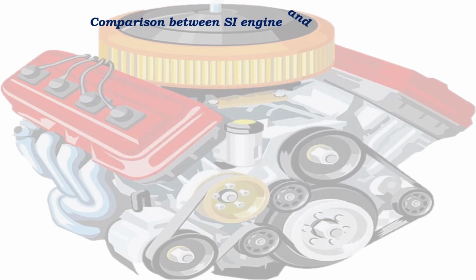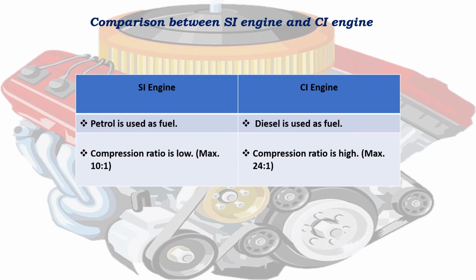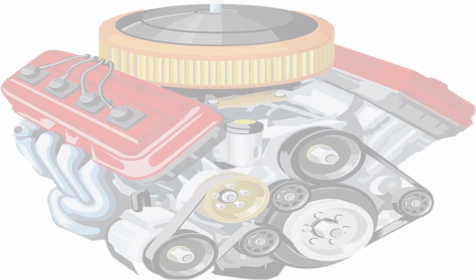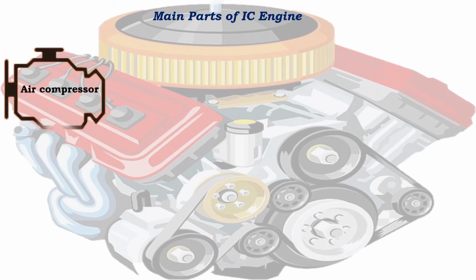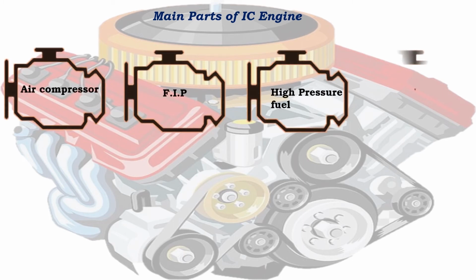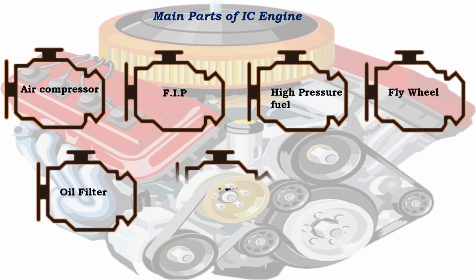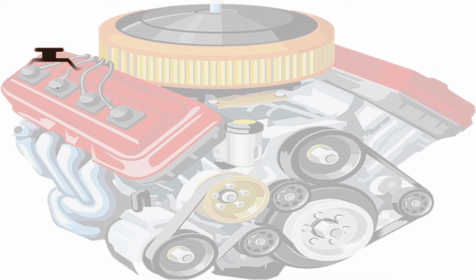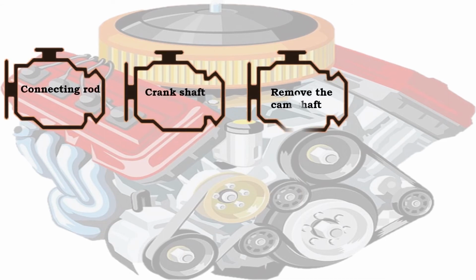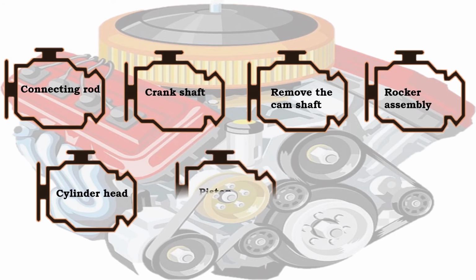Comparison between SI engine and CI engine. SI engine: petrol is used as fuel. CI engine: diesel is used as fuel. SI engine: compression ratio is low, maximum 10 to 1. CI engine: compression ratio is high, maximum 24 to 1. Main parts of IC engine: air compressor, FIP, high pressure fuel line, flywheel, oil filter, fuel filter, water pump, connecting rod, crankshaft, camshaft, rocker assembly, cylinder head, piston, strainer.